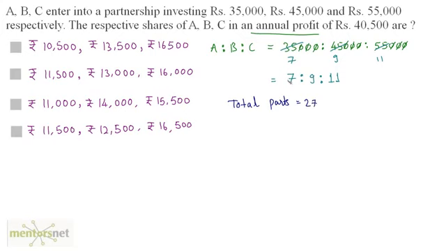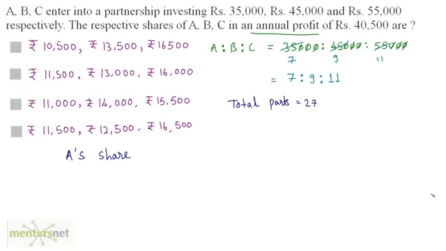Now the total parts in which this money is divided is 7 plus 9 plus 11, and that is 27. So A gets 7 parts out of these 27 parts, B gets 9 parts out of these 27 parts and C gets 11 parts out of 27. I am talking about the profit here, right? Now we can calculate the share of A, B and C in the annual profit, which is 40,500.